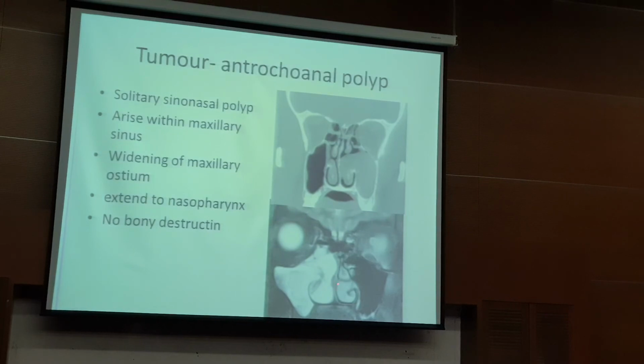Antrochoanal polyp is a solitary sinonasal polyp. This is very classical, arising within the maxillary sinus, will cause widening of the maxillary ostium and extend into the nasopharynx. No bony destruction. This is a hallmark of antrochoanal polyp.